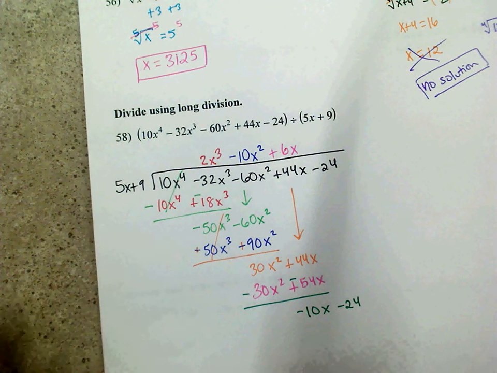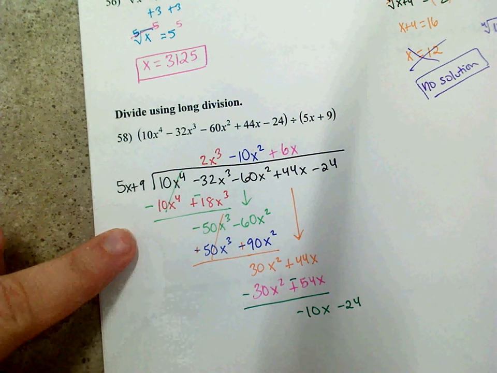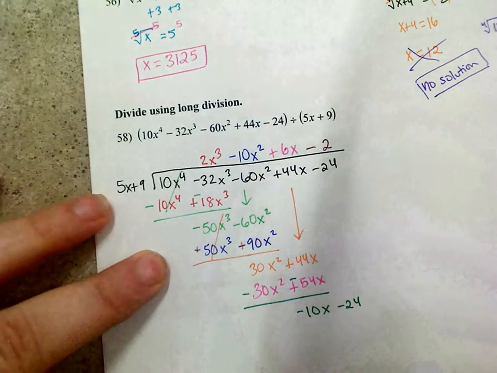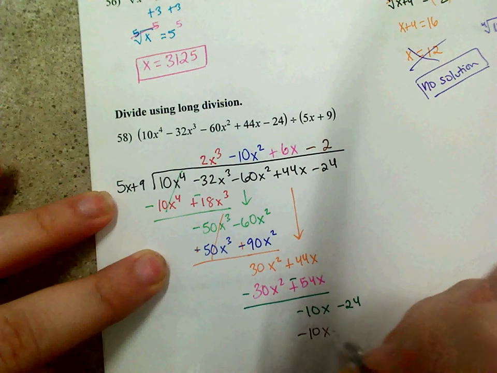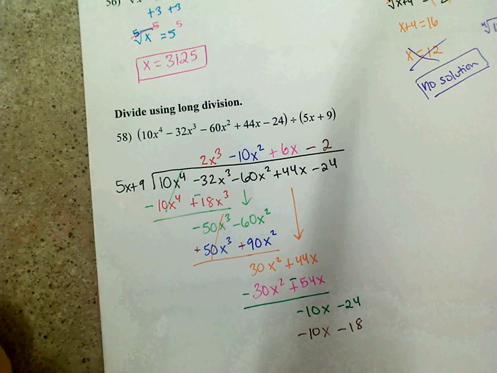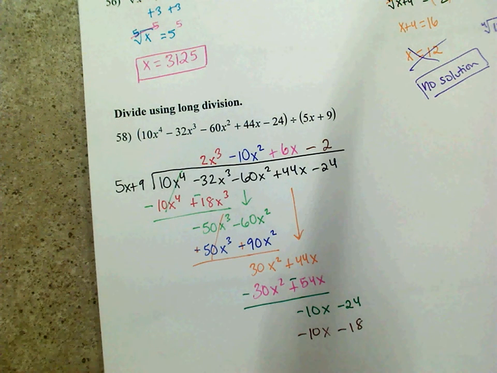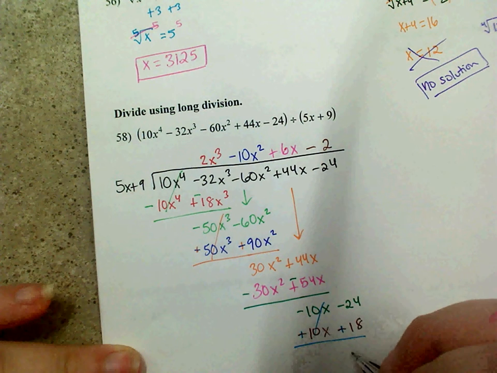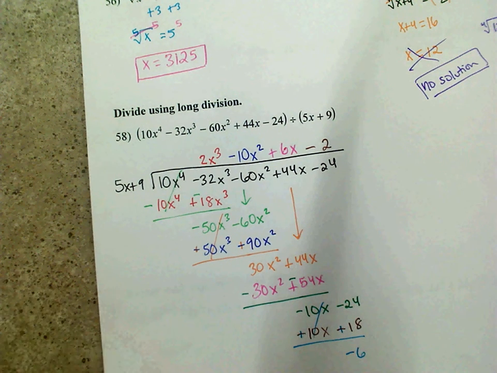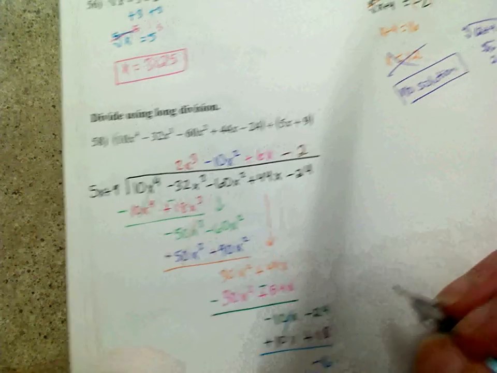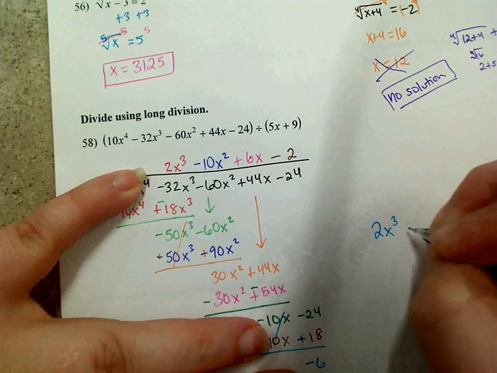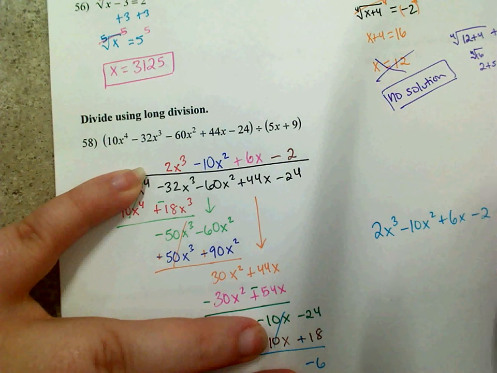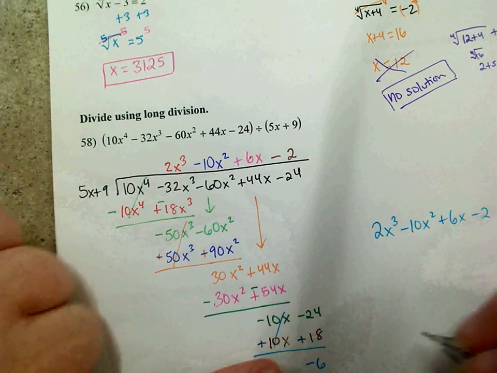And then last, what do I need to multiply 5x by to get negative 10x? And that would be a negative 2. So negative 2 times 5x is negative 10x, and negative 2 times 9 is negative 18. But then I need to subtract. So it becomes positive, positive, and I'm left with a negative 6. So my final answer is going to be 2x cubed minus 10x squared plus 6x minus 2 minus 6, the remainder, divided by, and it's minus because that was minus, 5x plus 9.